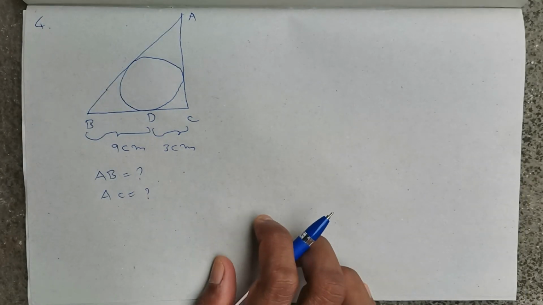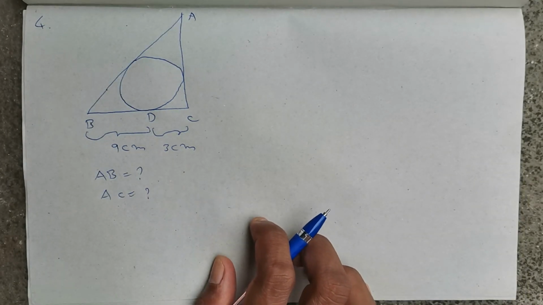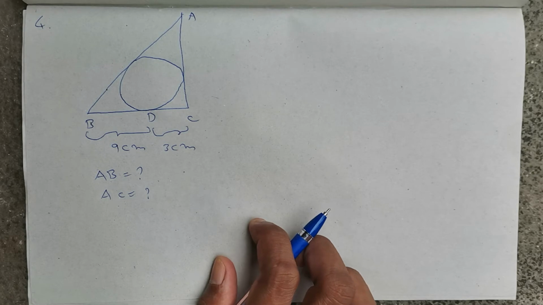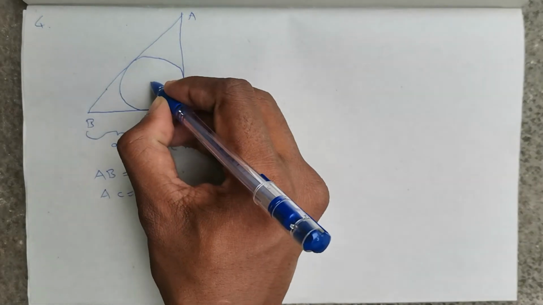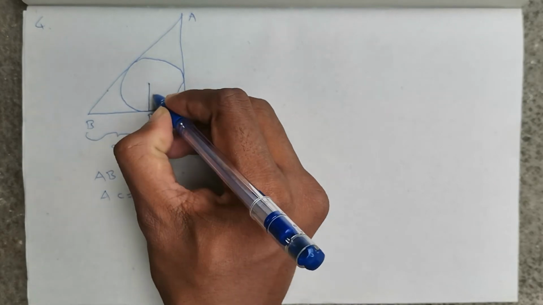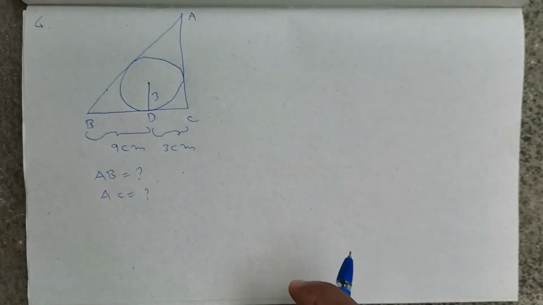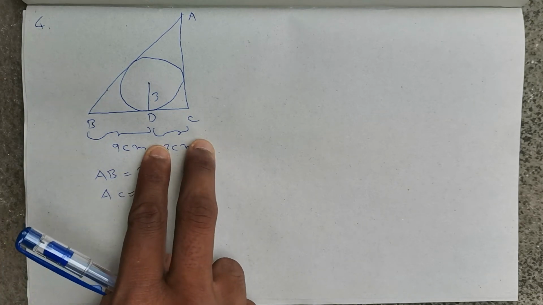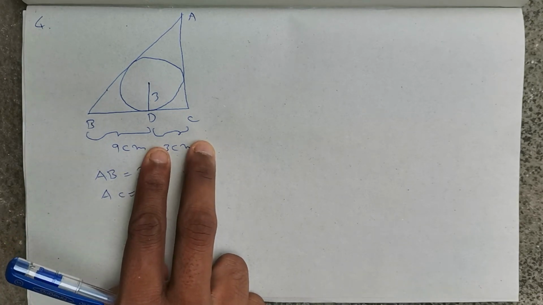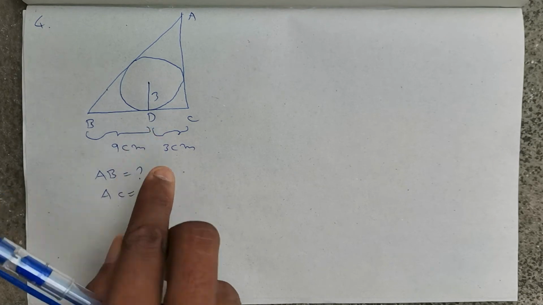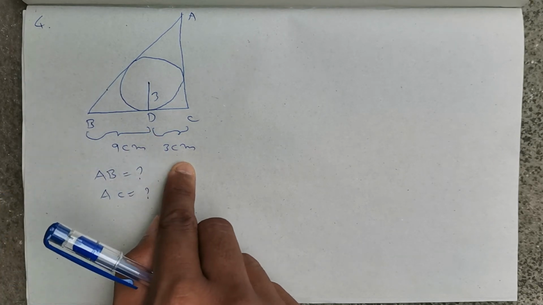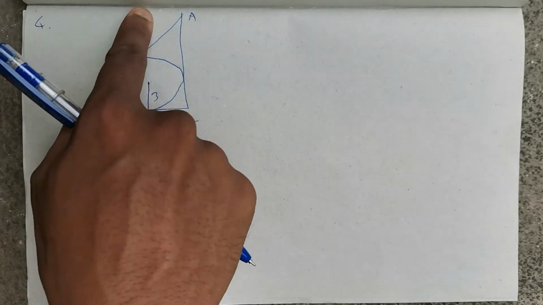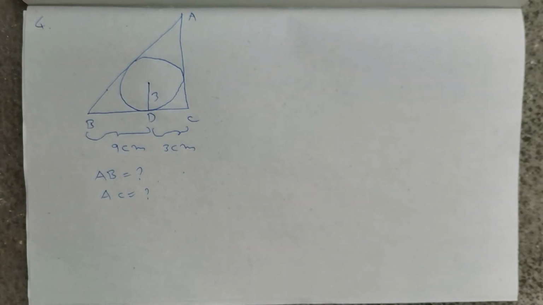Next, question number 4. A triangle ABC is drawn to circumscribe a circle of radius 3 centimeter, such that the segments BD and DC, into which BC is divided by the point of contact D, are of length 9 centimeter and 3 centimeter. Then find the sides AB and AC.